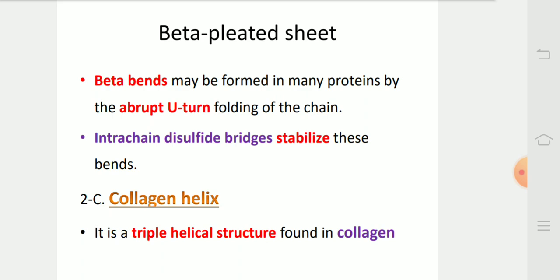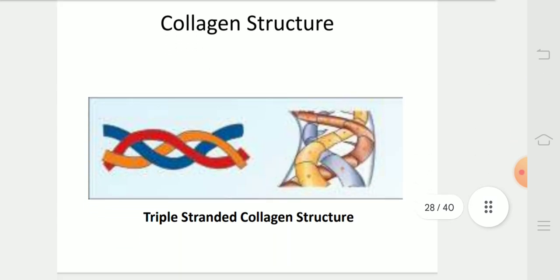Collagen helix. It is the triple helical structure found in collagen. In this diagram, we can see the triple stranded collagen structure.